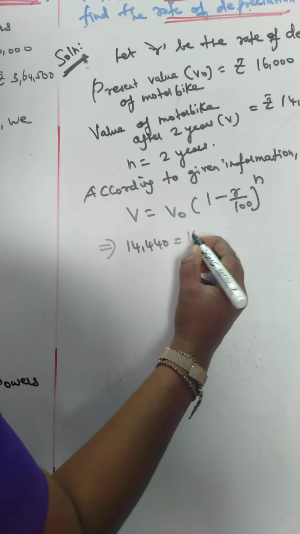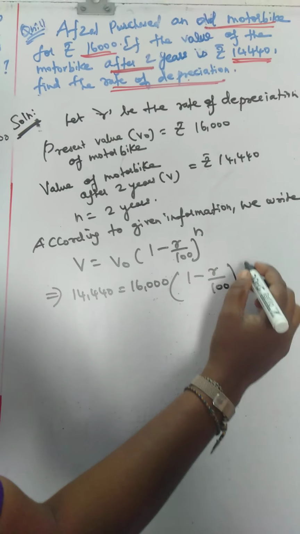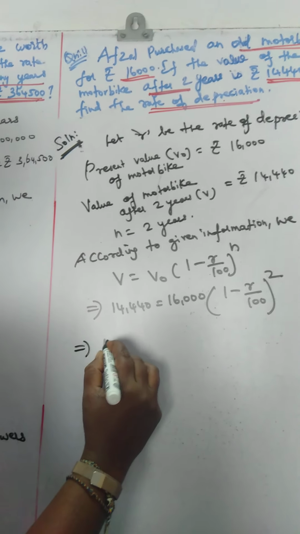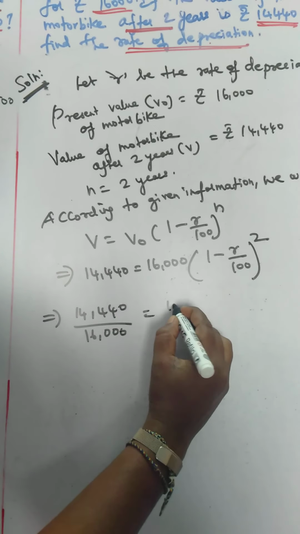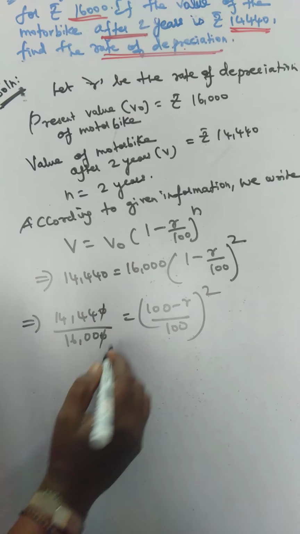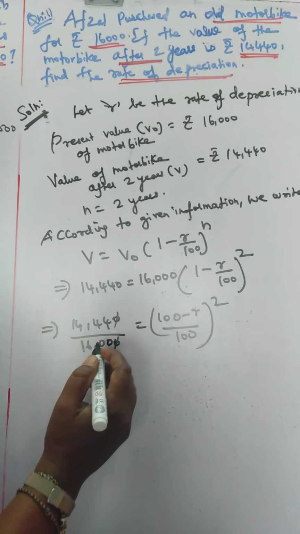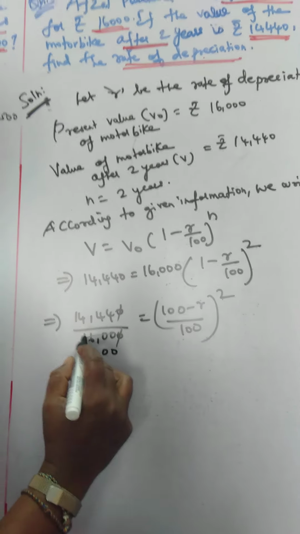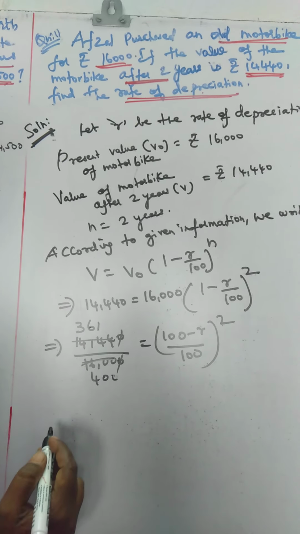14,440 equals 16,000 into 1 minus R, we don't know, so write R as it is. Then n here is 2. Bring the 16,000 to this side. That is 14,440 by 16,000, which is equal to 100 minus R by 100 the whole square. Do the necessary calculations here and then we want to check whether it's a square of any number. By 4 table I am cancelling this one. This is 400 and this is, which is what, 361, right?